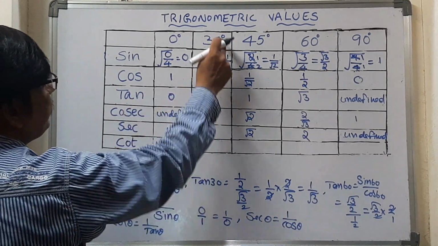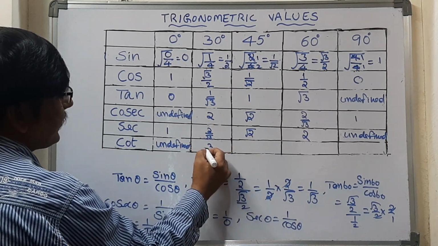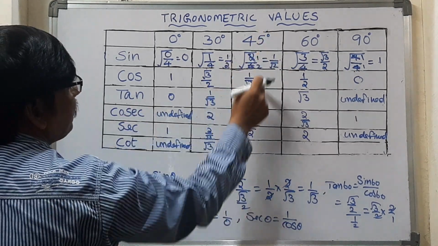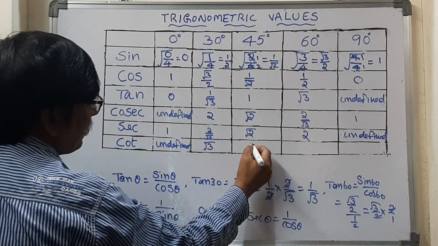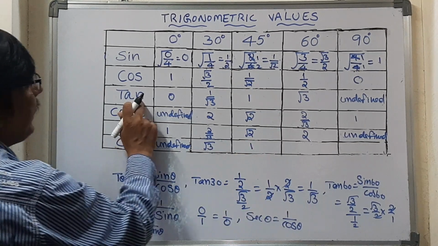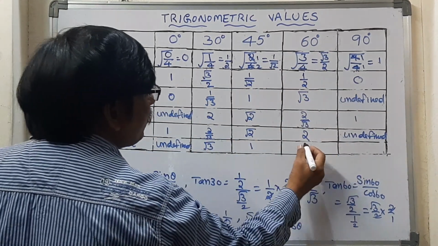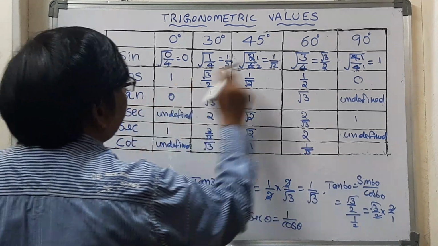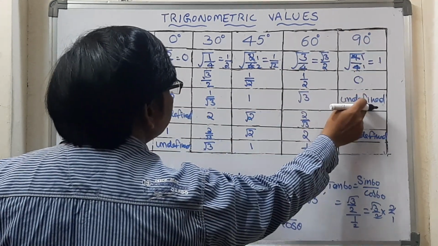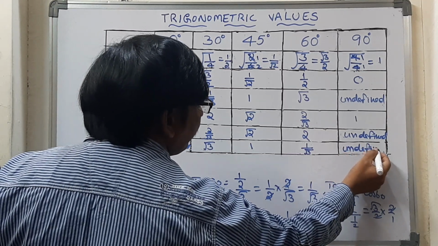And again tan 30, how much is that? 1 by root 3. So its reciprocal is root 3. And tan 45 is 1. So cot 45 is its reciprocal, again 1 by 1, which means 1. And tan 60, how much is that? Root 3. The reciprocal is how much? 1 by root 3. And the last one, tan 90. Tan 90 is equal to how much? Undefined. So this one also we can take as undefined.